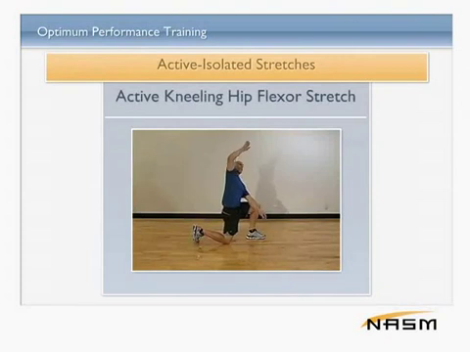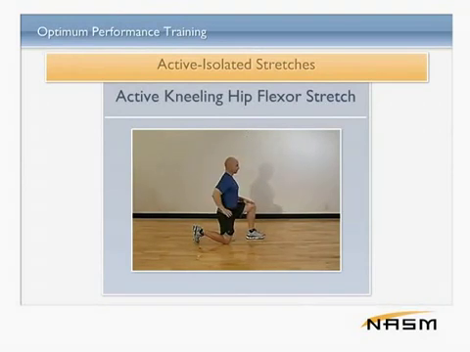The third example is the active kneeling hip flexor stretch. Kneel with the front and back leg bent at a 90-degree angle. Draw the navel inward. Squeeze the buttocks of the side being stretched while rotating the pelvis posteriorly. Raise up the arm on the side being stretched and slowly move the body forward until a mild tension is achieved in the front of the hip being stretched.